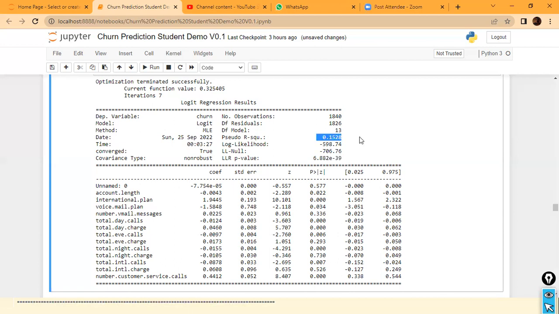The pseudo R squared value is 0.1528, which is overall good. This value ranges between 0 and 1. Any value closer to 1 is good. But this pseudo R squared is completely different from the linear regression model's R squared or adjusted R squared. And how to get this value? You need to divide this log likelihood value by the log likelihood of null, and then you need to subtract this value from 1 so that you will get pseudo R squared.